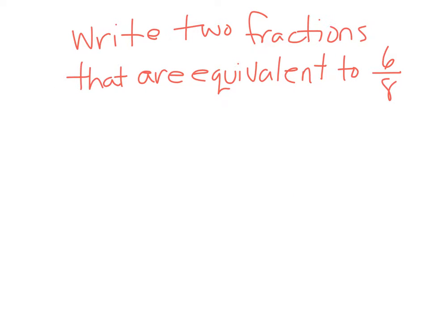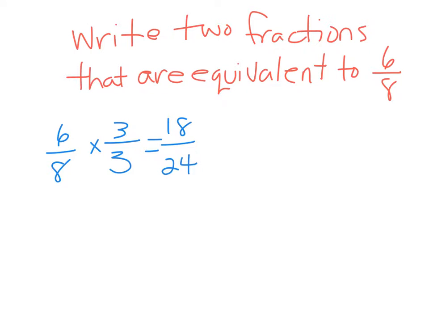So if I ask you to write 2 fractions that are equivalent to 6 over 8, how might you do that? So you could multiply or divide the numerator and denominator by the same non-zero number. So that means it can't be 0, but it could be 1, 2, 3, whatever, to find an equivalent fraction. So let's look at this. We have 6 over 8. I could multiply it, on top and bottom, by 3, let's say. And when I do that, 6 times 3 is 18, and this is over 24.